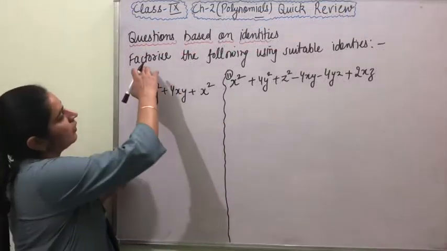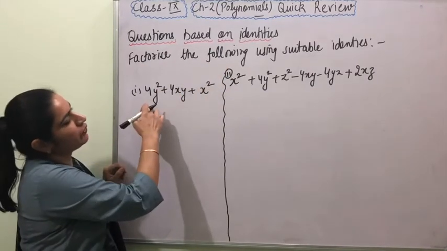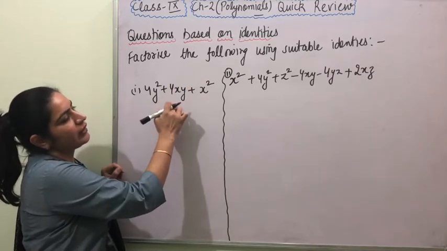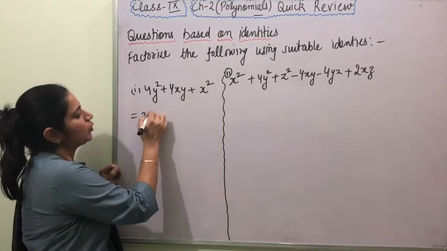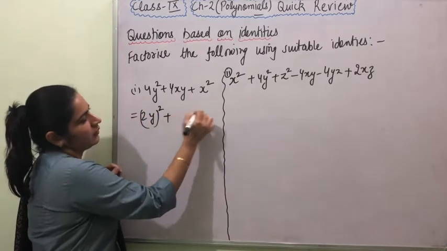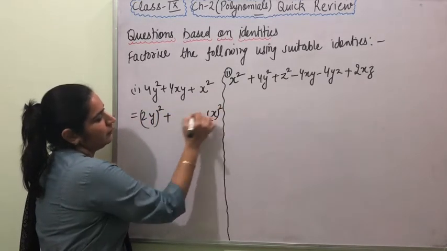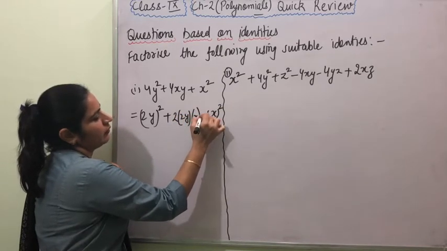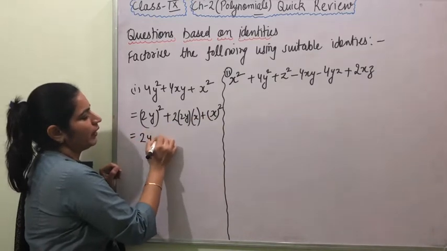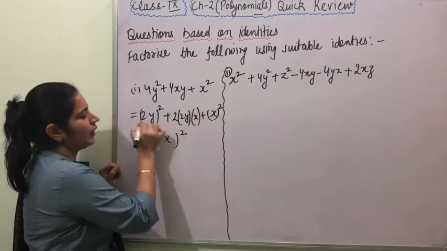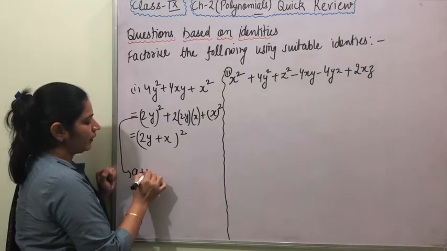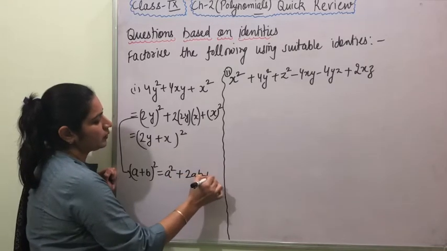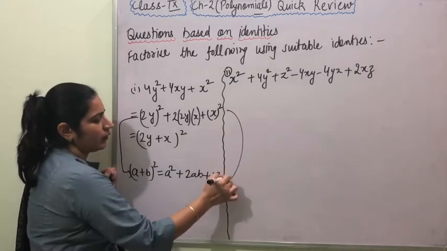Another type is question based on again identities. Here we have to factorize this, 4y square plus 4xy plus x square, by using the identity. This we can write as (2y) whole square plus x whole square plus twice of first term into second term, which is equal to (2y + x) whole square. Here I am writing the identity (a + b) whole square, which is equal to a square plus 2ab plus b square.